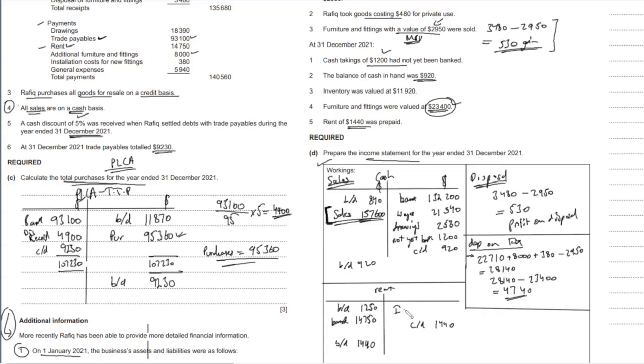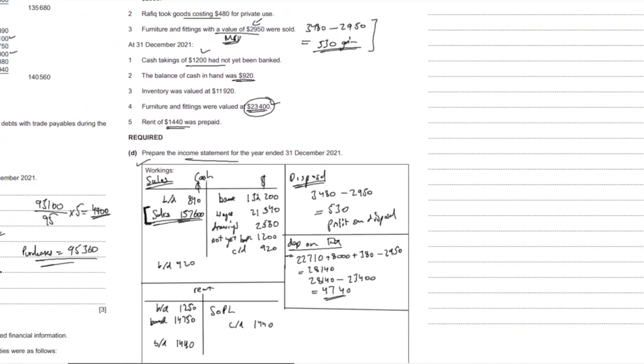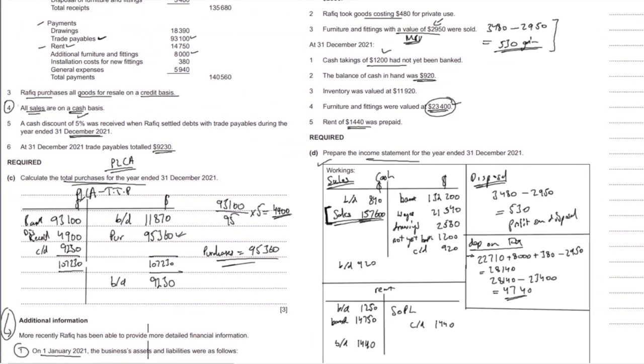And this will be transferred to the income statement, or in AS level SOPL, statement of profit or loss. Oh, wait. In your A-level syllabus, also you say income statement. I mixed it up with an even higher level. One step higher in accounting, they will start using statement of profit or loss instead of income statement. But anyway, we'll stick with income statement. 1250 plus 14750 minus 1440. That's 14560.